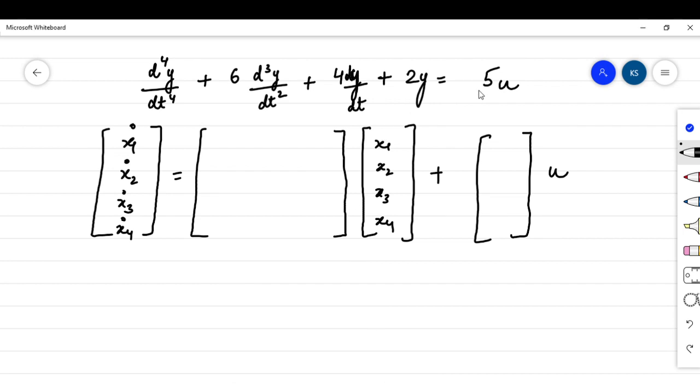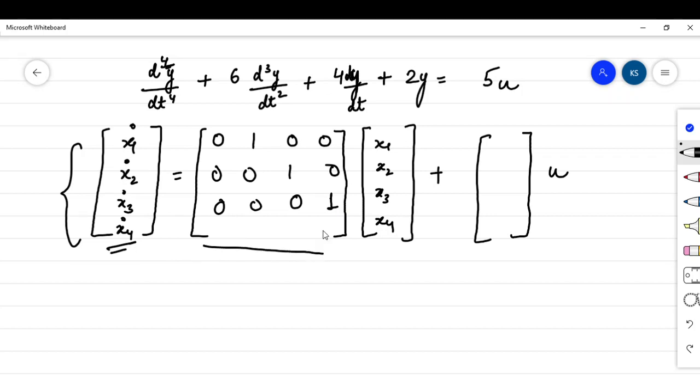In this example, you can observe that the order of the system is 4. So 4 state variables are required to define the system. Now I am going to follow the same trick. What we have to do is just write the elements as 0 1 0 0, 0 0 1 0, 0 0 0 1. The last row is formulated by writing the elements in the reverse order with negative sign.